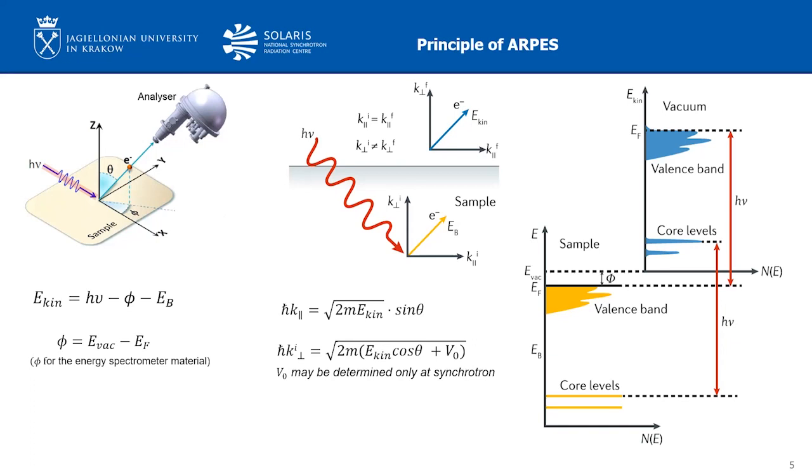Once V0 has been determined, the value of K perpendicular can be extracted. Therefore, photon energy dependent ARPES measurements are an effective way to probe the electronic structures in the 3D Brillouin zone. This capability is crucial for studying 3D materials, for a typical crystal.